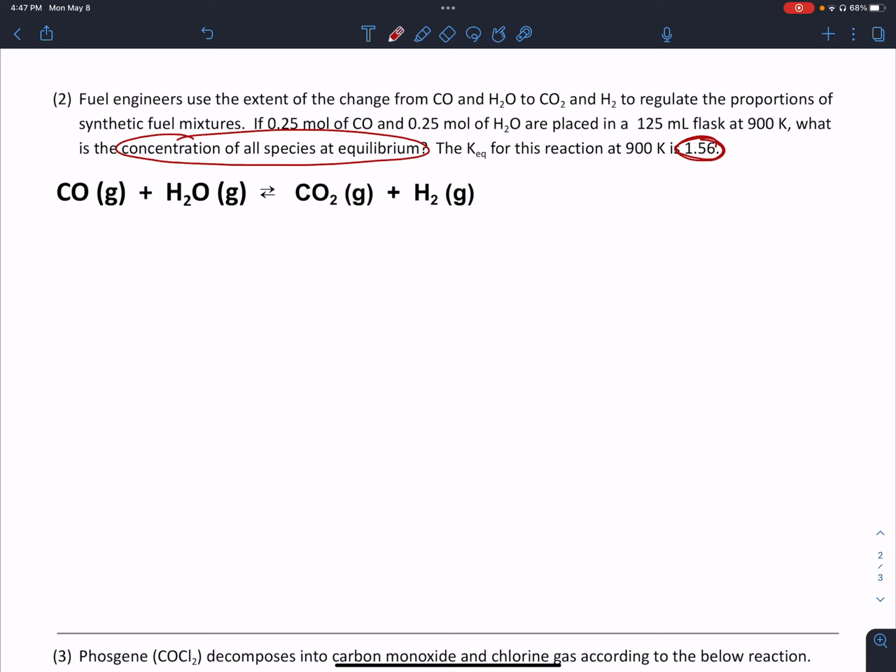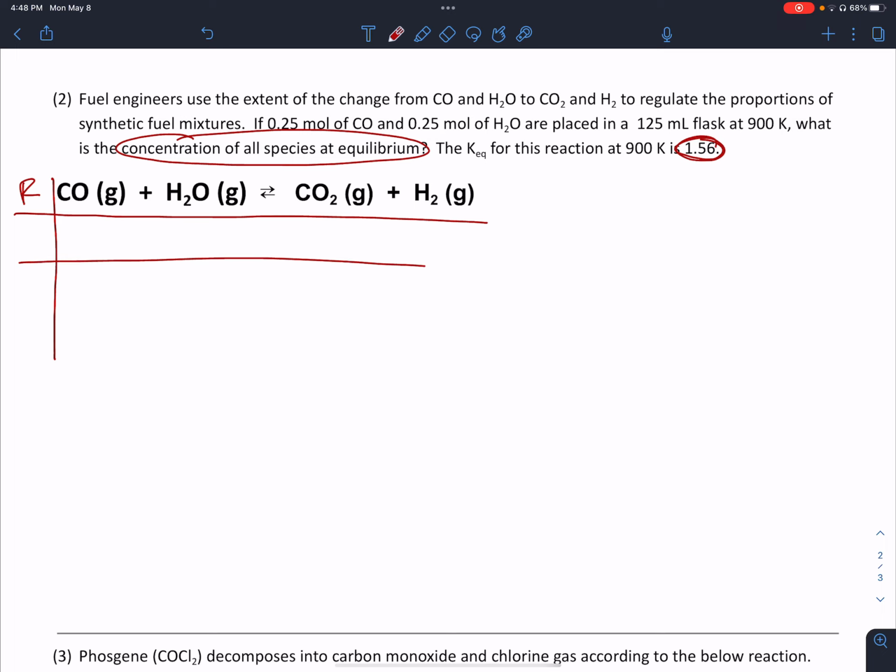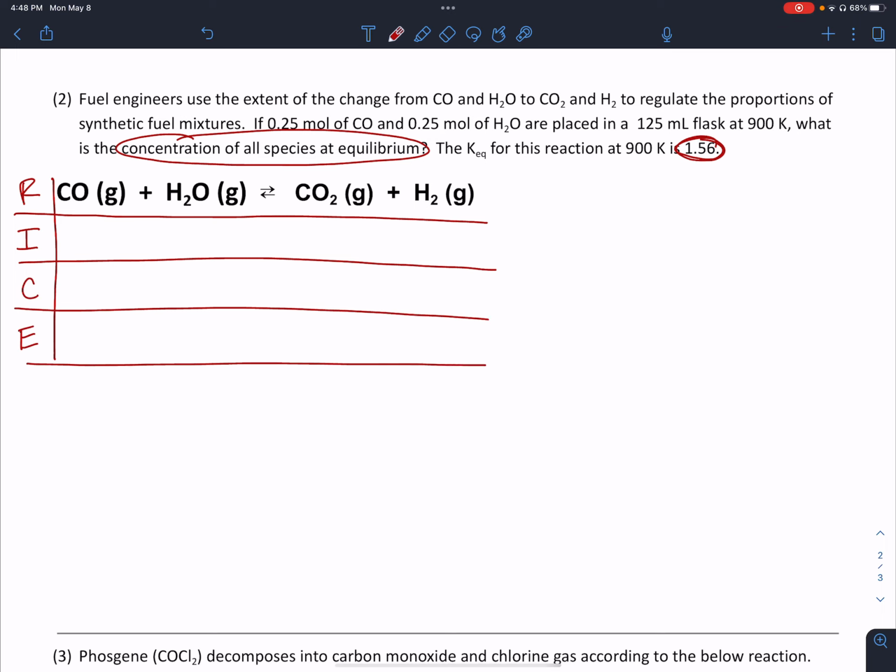All right, so for this problem, we're asked for the concentration of all four species at equilibrium if I know the starting amounts and the KEQ value. So this is definitely a place for a RICE chart. All right, so the reaction row, the initial amount row, the change row, and then the equilibrium row. Now for this one, we've got four species. We're going to start by filling in what we know. I've got 0.25 moles of CO and 0.25 moles of H2O.